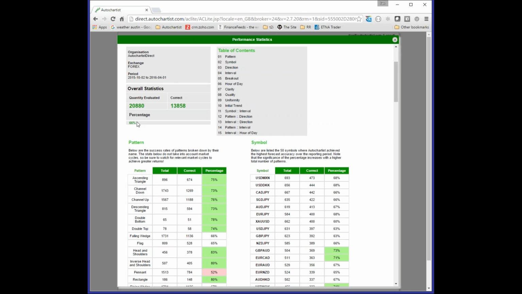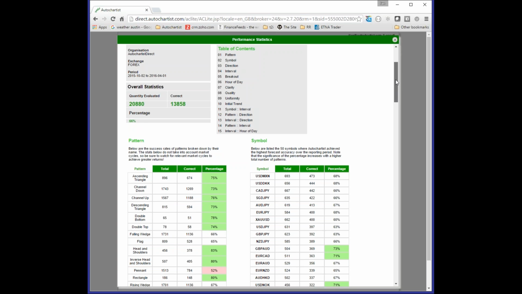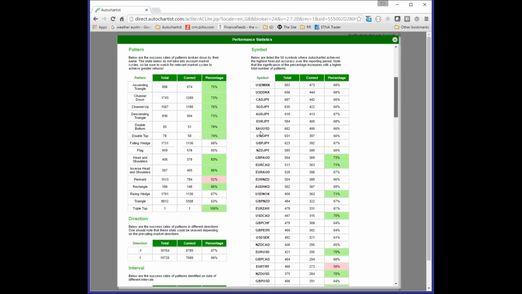That's about 66% accuracy. But actually, 66% is not the percentage I actually want to focus on in this presentation. What I really want to do is I want to highlight some of the patterns that have been doing really, really well in the past, okay, in the past 6 months. So let's look at some of those. Let me get my pen.